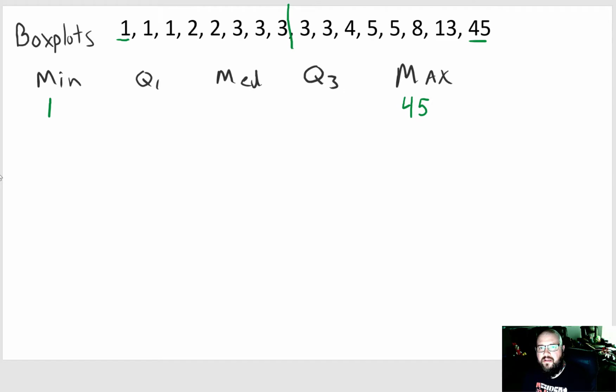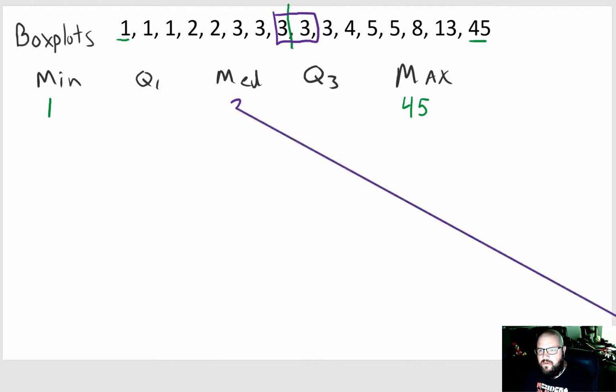So to find our median, we would simply need to add these two guys up and divide by 2. Well, 3 plus 3 divided by 2 is simply going to give us 3. So we know we have a 3 for a median.